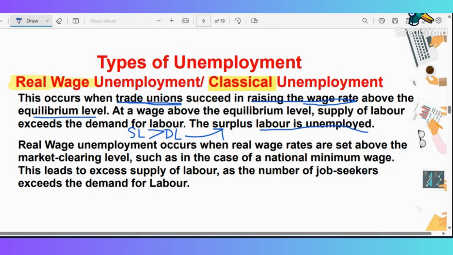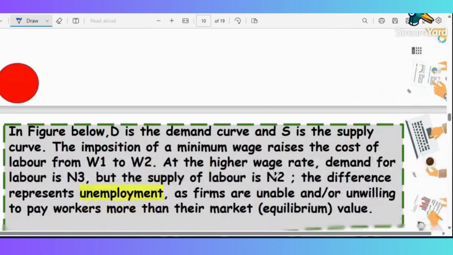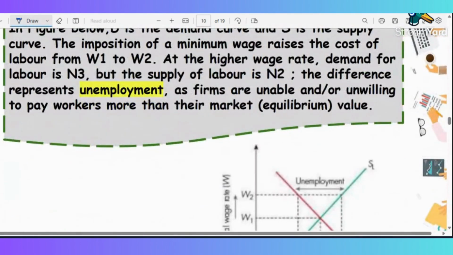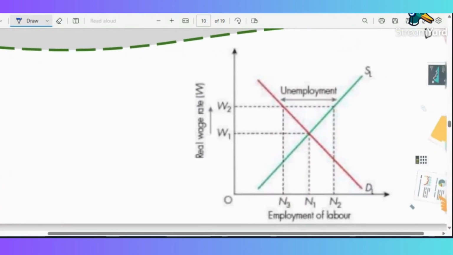Now, the real wage unemployment also occurs when the real wage rates are set above the market clearing level, such as in the case of a national minimum wage. This leads to excess supply of labor, which we call the surplus, as the number of job seekers exceeds the demand for labor. Now, down here we have a graph explaining all of what I just said. So look carefully, hope you're seeing it.